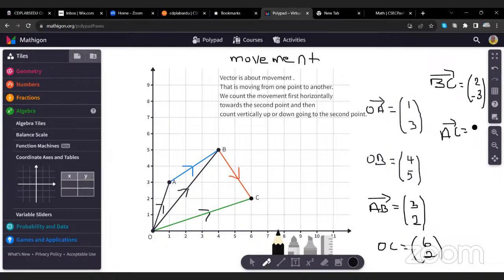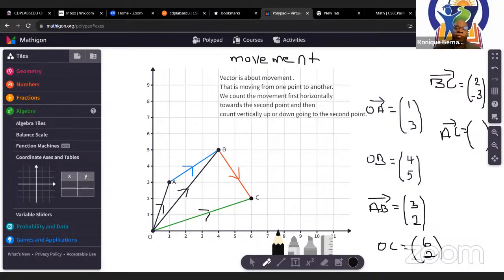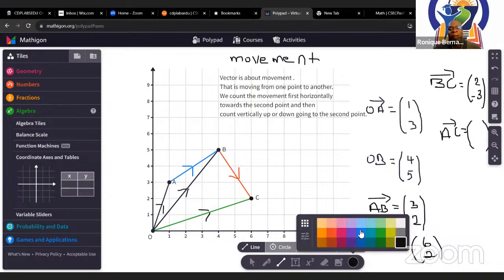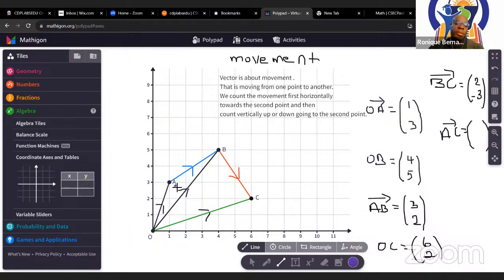Can I draw the line, sir? Then I can draw lines in imagination, sir. But I'll draw the line, sir. At your command, sir, I shall draw the line. All right. Let's use purple. Tomorrow we're not talking about that. All right. So that's vector AC now.